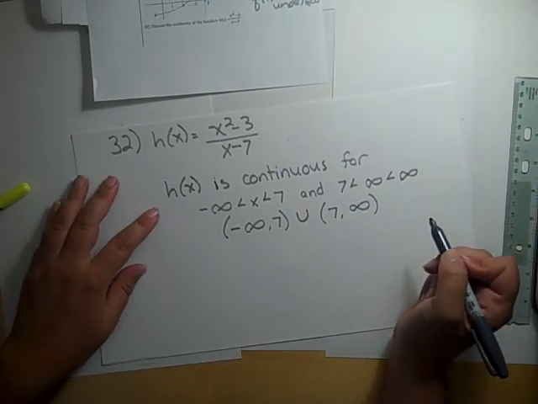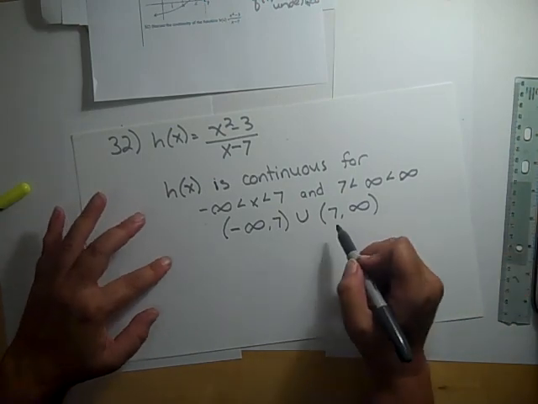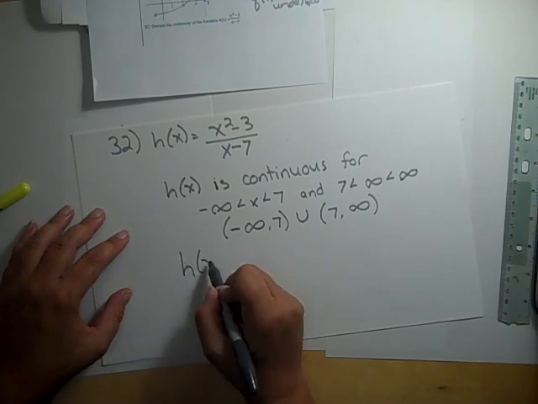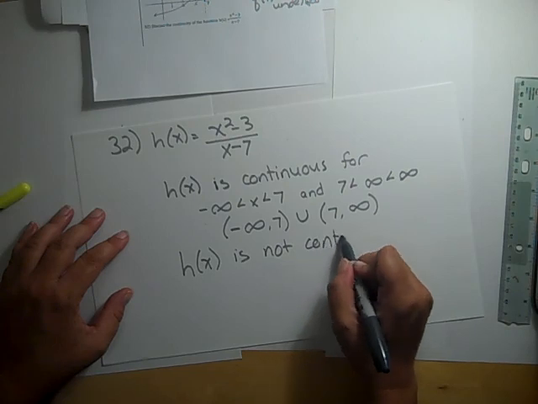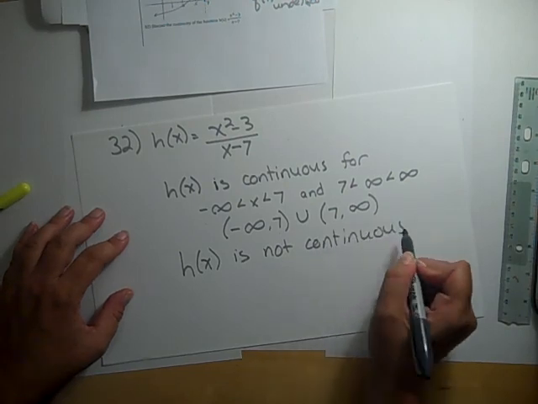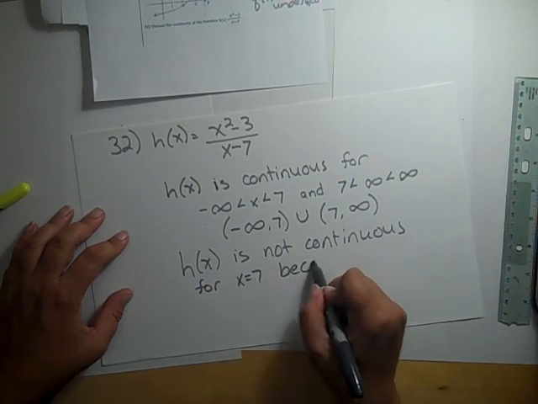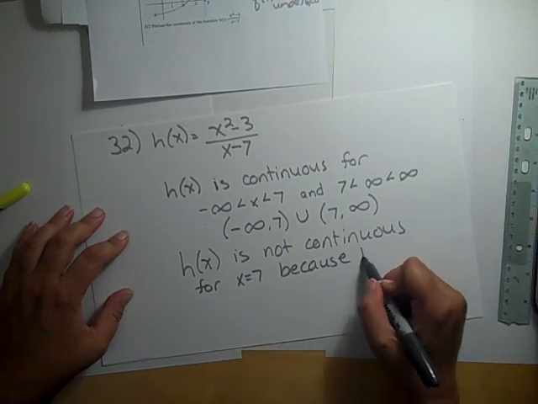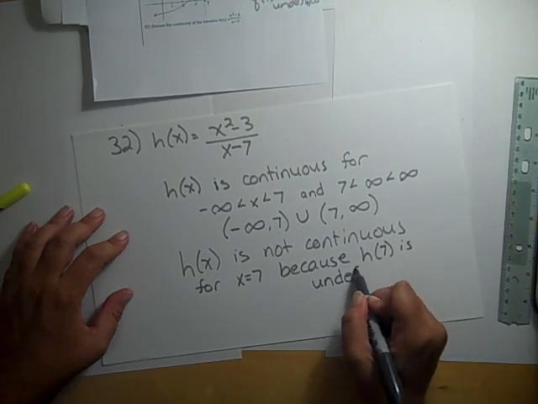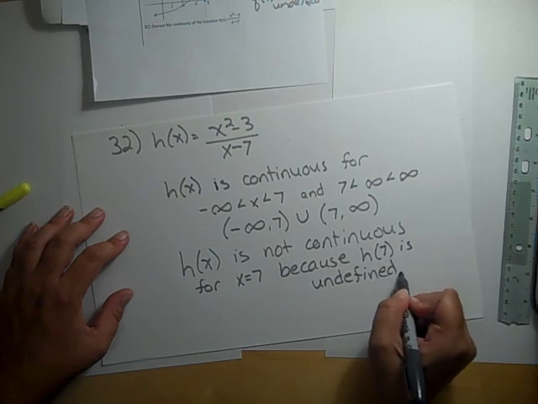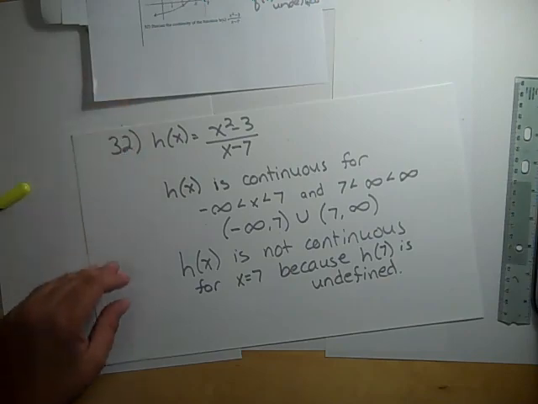Now, when you're discussing continuity, you also need to discuss that uncomfortable issue of where it is not continuous. You would say h of x is not continuous for x equals 7 because h of 7 is undefined. That is a complete discussion of the continuity of this function.